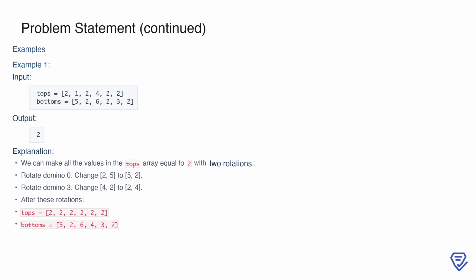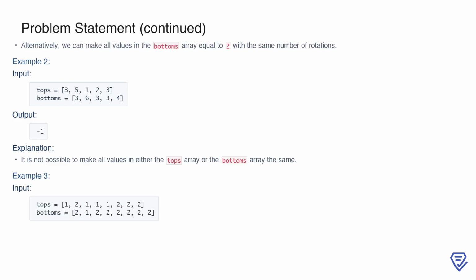After these rotations, the tops array becomes 2, 2, 2, 2, 2, 2, and while the bottoms array remains unchanged, our condition for uniformity in the tops row is satisfied. Alternatively, we could focus on making all the values in the bottoms array equal to 2 using the same 2 rotations.